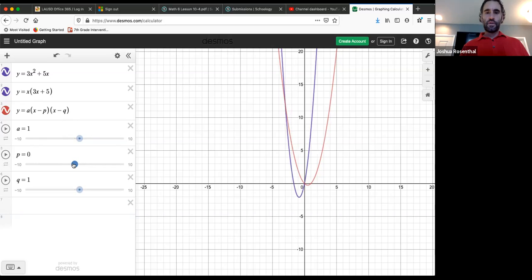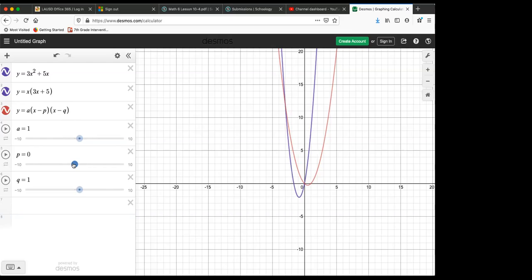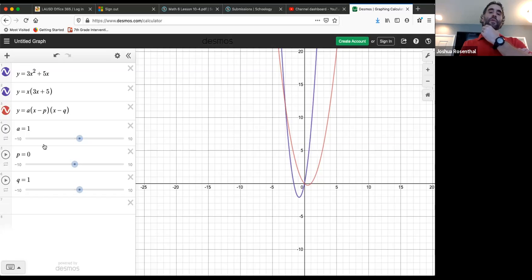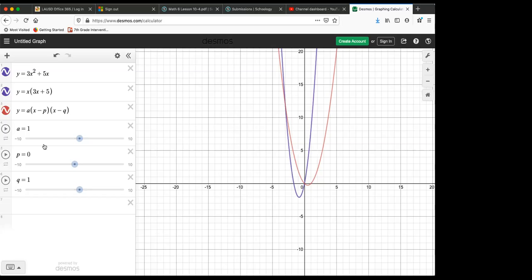Okay, so there's the red one. Okay, and what about the Q? Would that be 0 to 2? Or, wait, so it'll be X squared, and then X. Is there something wrong that you're noticing between the pink and the purple? One's wider than the other. Yeah. So A must not be 1.